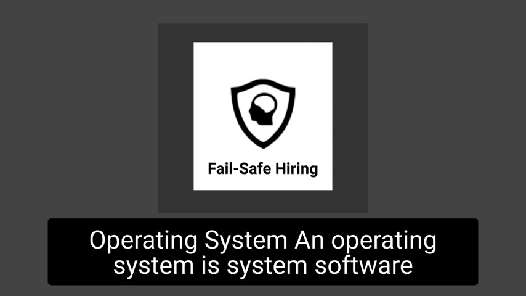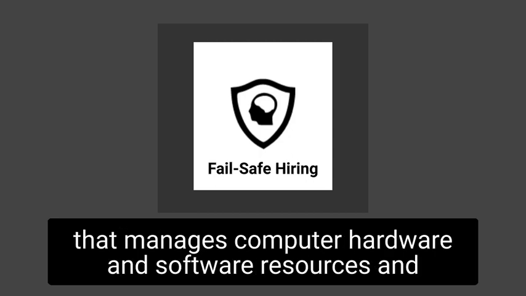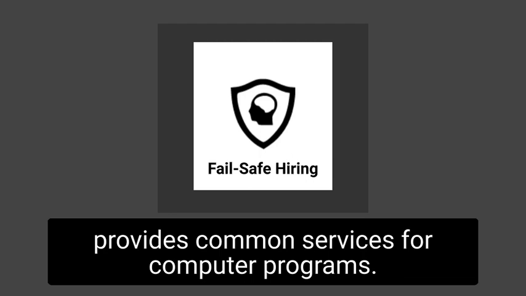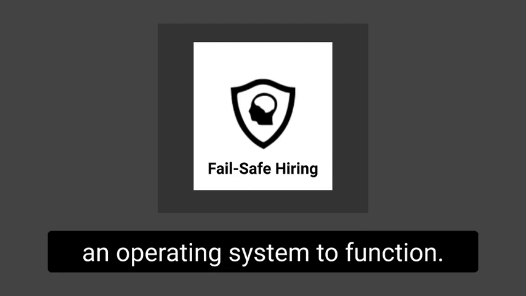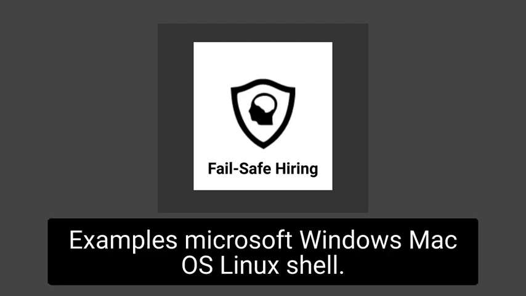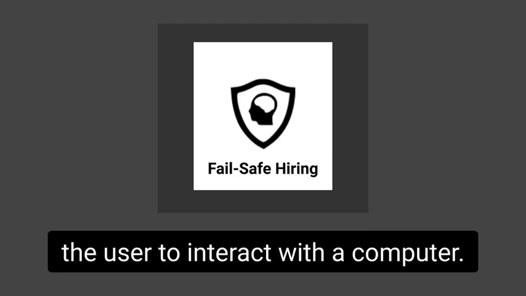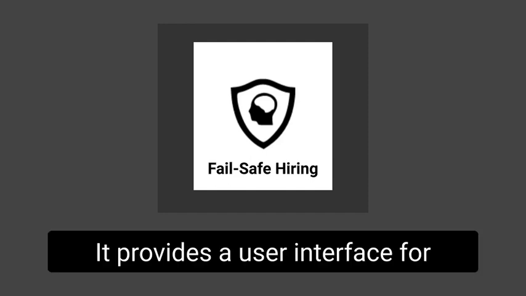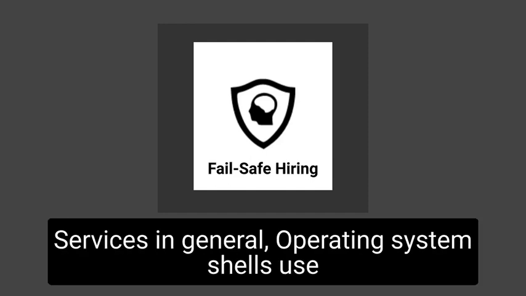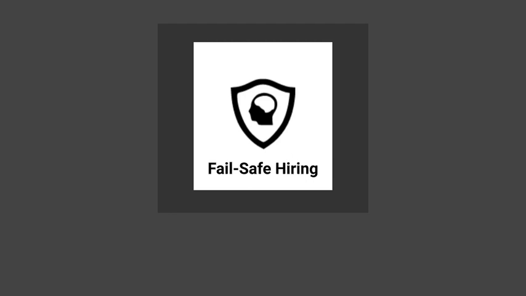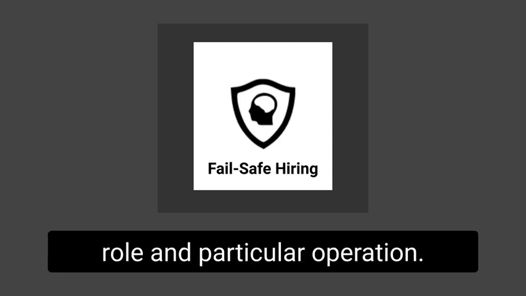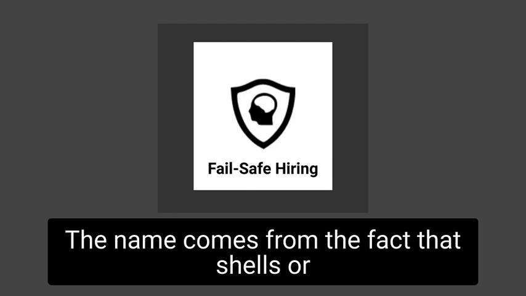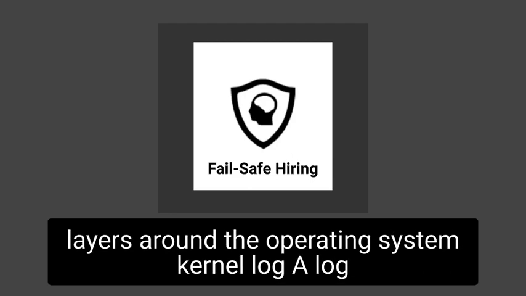Operating system. An operating system is system software that manages computer hardware and software resources and provides common services for computer programs. All computer programs, excluding firmware, require an operating system to function. Examples: Microsoft Windows, macOS, Linux. Shell. The shell is an interface that enables the user to interact with a computer. It provides a user interface for access to an operating system's services. In general, operating system shells use either a command line interface, CLI, or a graphical user interface, GUI, depending on a computer's role and particular operation. The name comes from the fact that shells are layers around the operating system kernel.